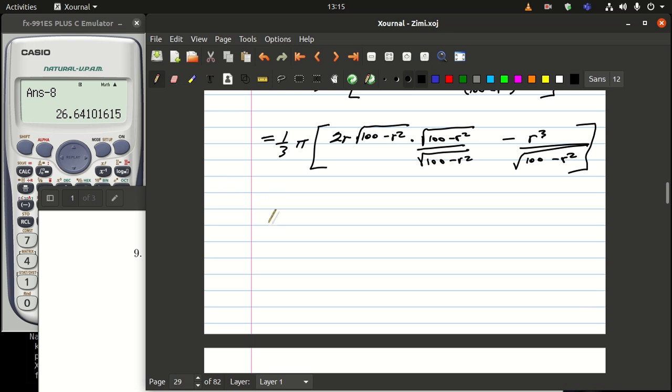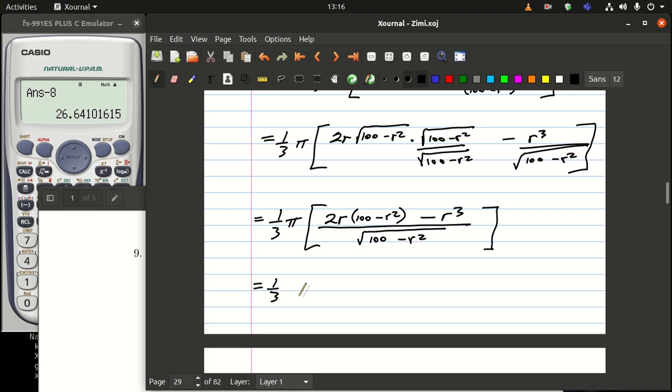The next thing you want to do, you will end up having 1 over 3 pi, and then inside here 2r times this one times that is just 100 minus r squared. Remember that this times that gives this whole thing squared, so the square will remove the root, and then minus r cubed, all divided by the square root of 100 minus r squared. So that's how we end up having this whole thing. We can even simplify further if we want to.